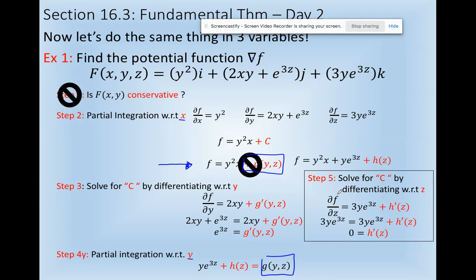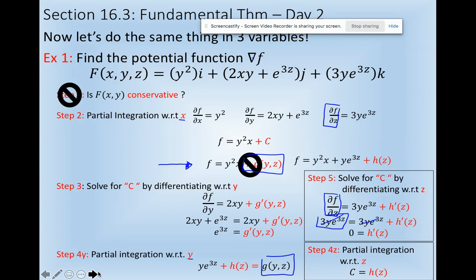But if df dz is equal to this, and df dz is also equal to 3y e to the 3z, what happens? Straight up substitution, and bye. And I end up with 0 equals h prime. Was h prime what I was after? I don't think so. I was after h. How do I go from h prime to h? Oh, snap. Anti-differentiate 0, and I just get, ta-da, finally, c.